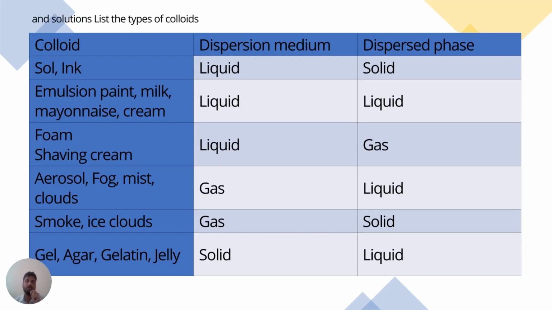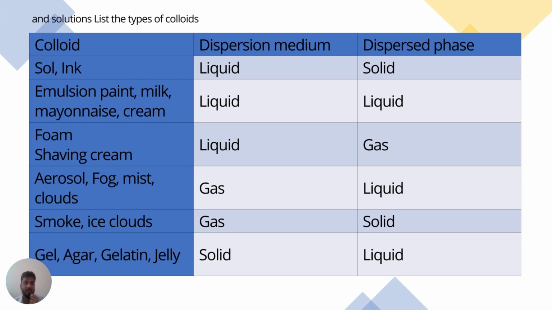Now, a very important objective we have today is the types of colloids. So there are three different types of colloids, guys, where the dispersion medium is liquid. In the liquid, we can have solid dispersed, for example, sol and ink. We can have liquid in liquid like emulsion paint, milk, and mayonnaise. We can have gas mixed in liquid in a colloid, and that is foam and shaving cream.